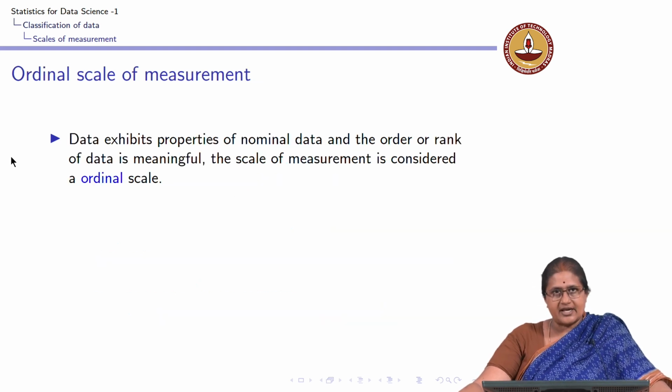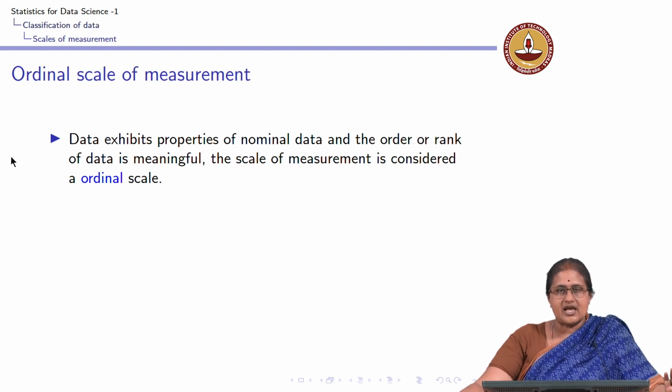So, nominal scale of measurement is used when I have named categories without implying any order. The next scale of measurement is called an ordinal scale of measurement, where the data exhibits the same property of nominal data, but here an order or rank is meaningful.